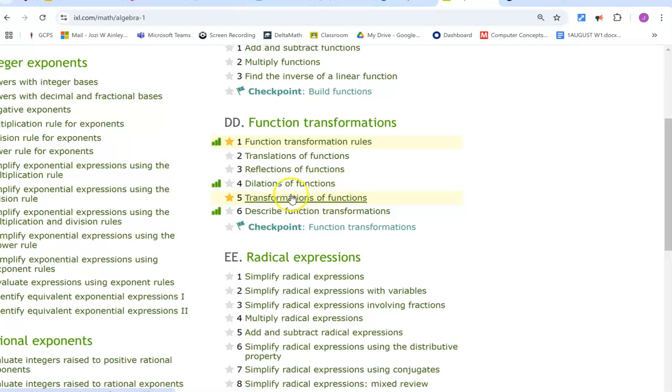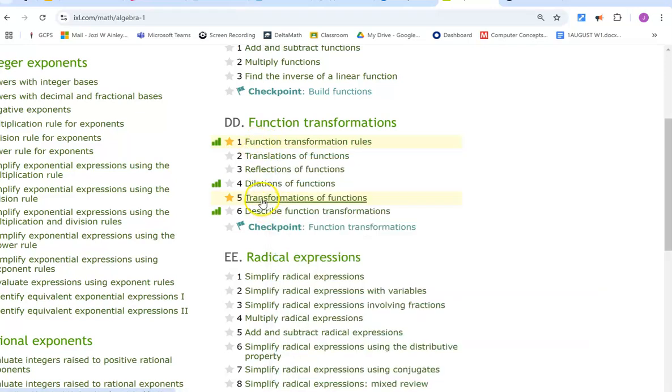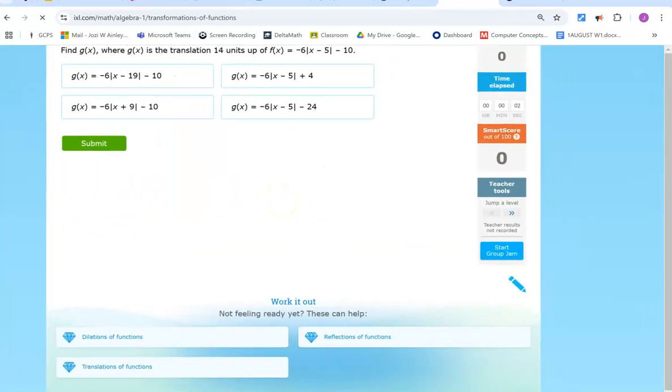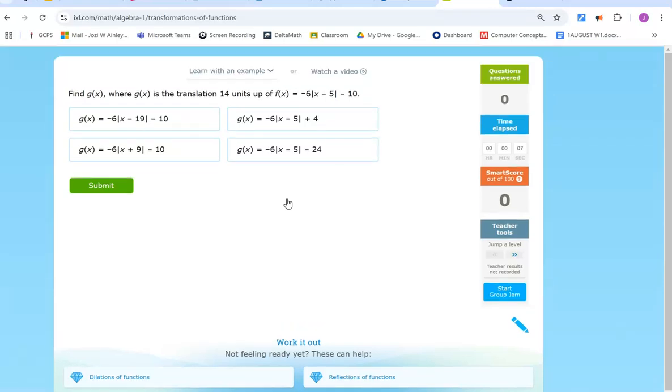Now, if you find that you're going to struggle with what I'm about to do in this video, then you need to go back and do DD1 first before you do DD5. In order to do DD5, you have to know the rules. So if you don't know the rules, you do need to go back to get those done. All right, so we're going to go ahead and get started.